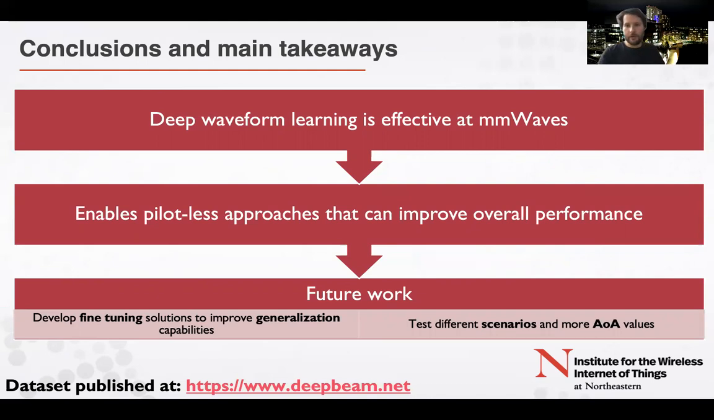This is the first paper on this topic, and there is a lot of future work that can be done starting from this. For example, something we're looking into is how we can improve the generalization capabilities of DeepBeam, to get even better results when you train on one device and test on another, or when you train on a mixed dataset. In addition, we plan to test different scenarios, more and more heterogeneous radios, and increase the number of parameters that we investigate. As I mentioned, the dataset has been published and is available at this website, deepbeam.net.